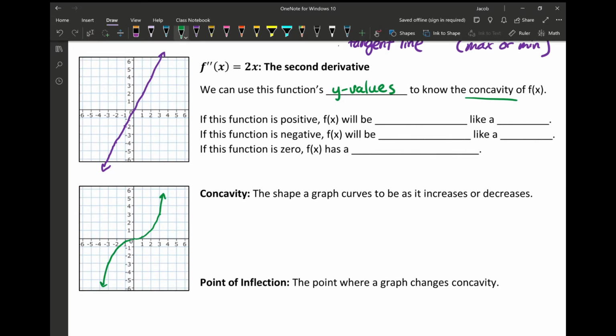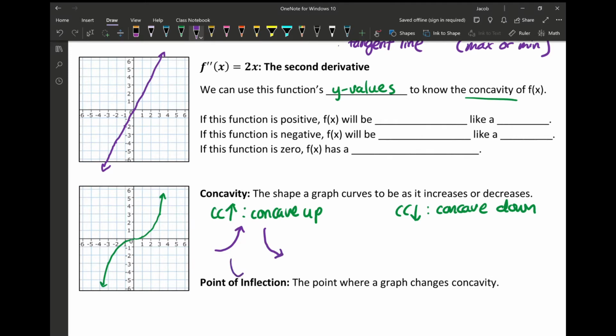So concave up, which I'm going to abbreviate like this, CC with an up arrow, and concave down, so CC down, these are the shapes which you can see. I'm going to do this in halves. We've got this half, which is increasing, then this half, which is decreasing. Clearly, if we put them together, it would make a U shape.